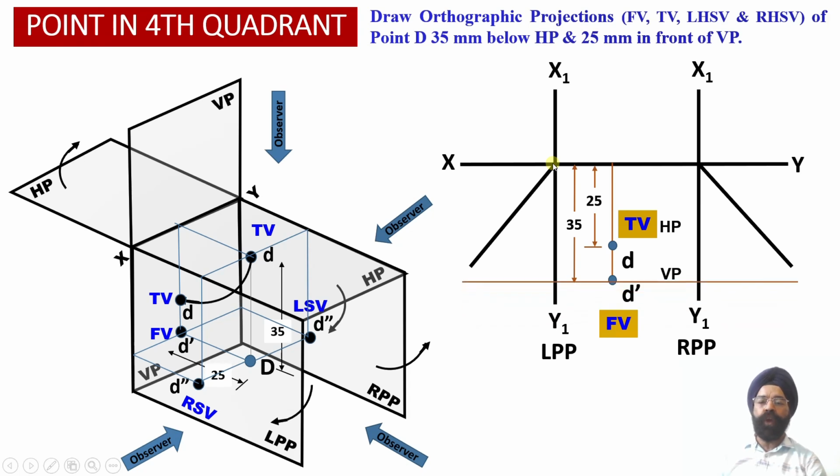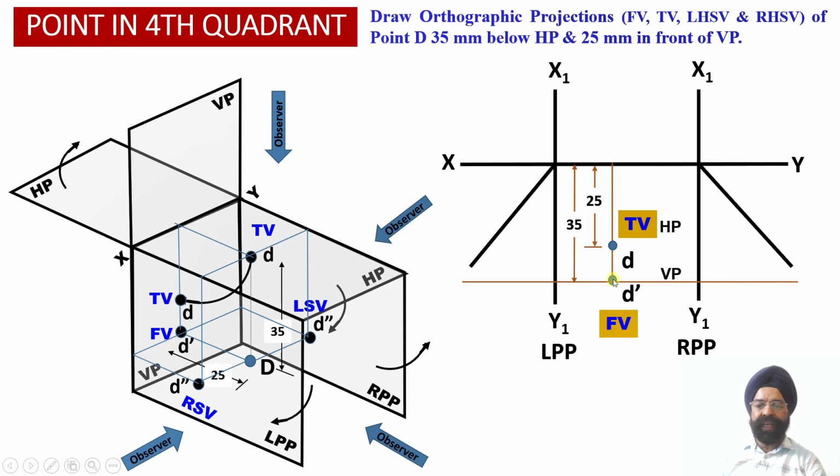Now let us obtain the side view projections corresponding to this point. We have already evaluated, while we had drawn these three projection lines, that the points D dash corresponding to front view, D double dash corresponding to right side view, and D double dash corresponding to left side view are all lying at a distance of 35 millimeter below the XY reference line.